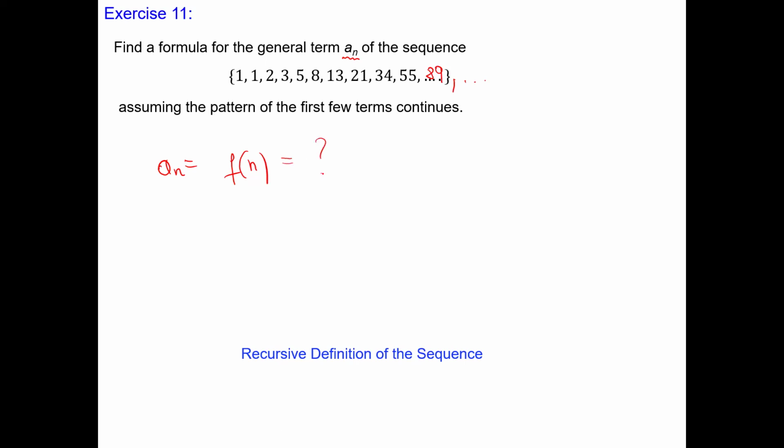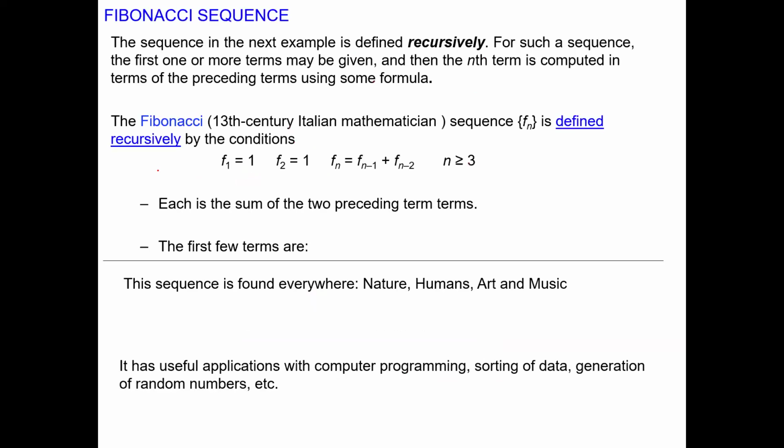Now, this type of sequence is defined in a recursive definition. Recursive definition means that we don't have an explicit formula in terms of n, we are actually defining terms of the sequence, like a sub n, in terms of the other numbers in the sequence. One really nice sequence that is defined in the recursive way is called the Fibonacci sequence. You've probably heard of it, and actually the numbers above were the Fibonacci sequence.